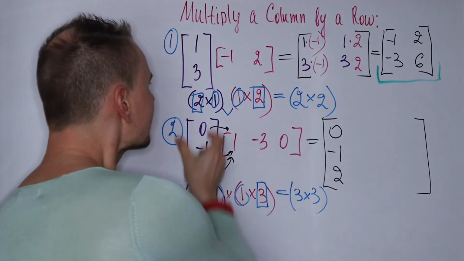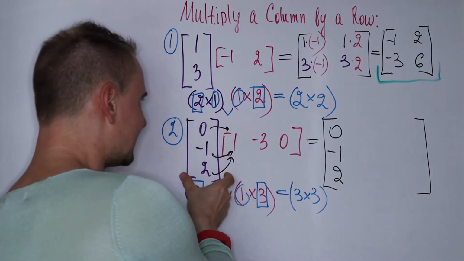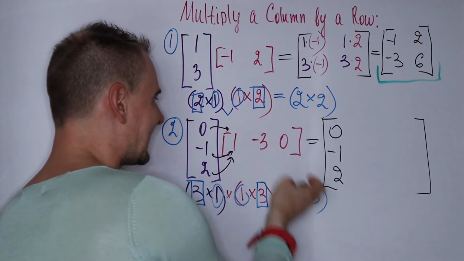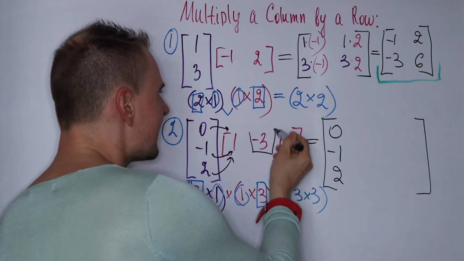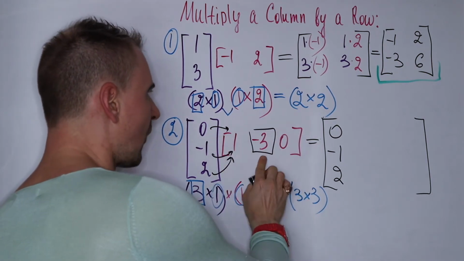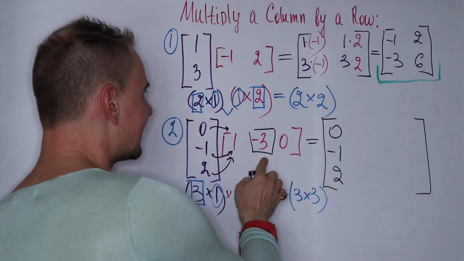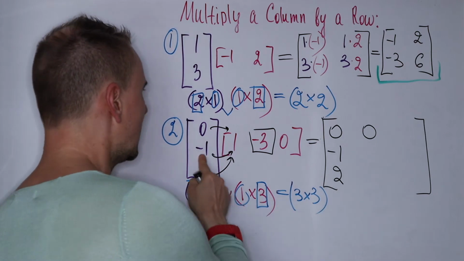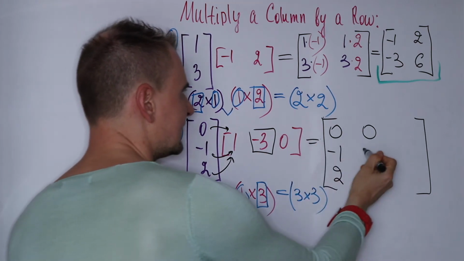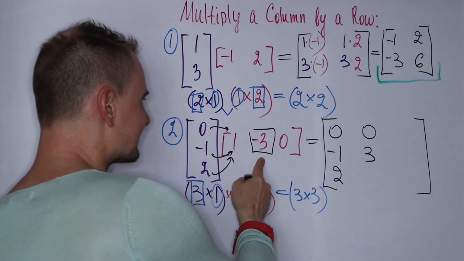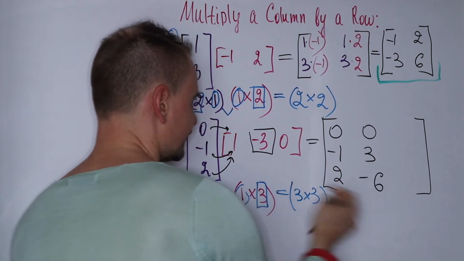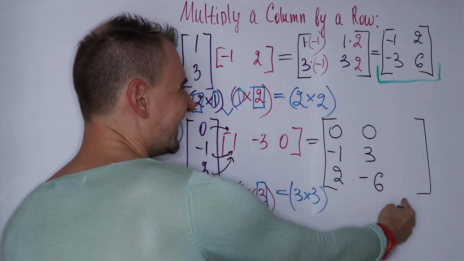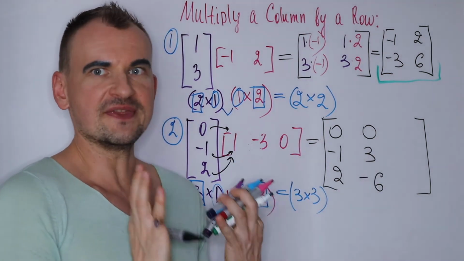Now, moving on, we're going to consider the same column, but we're going to consider the second element in this row. So the same goes for -3. 0 times -3 gives you 0. 0 times anything is just 0. -1 times -3 gives you 3. And 2 times -3 gives you -6. Done. And finally, we're going to fill in the last column in this resulting matrix.